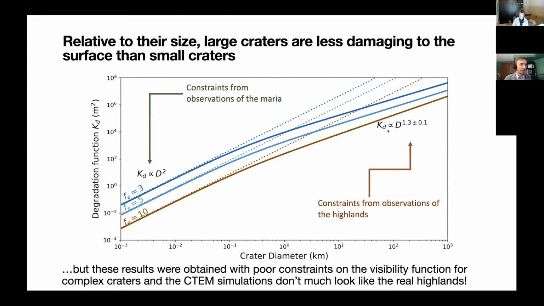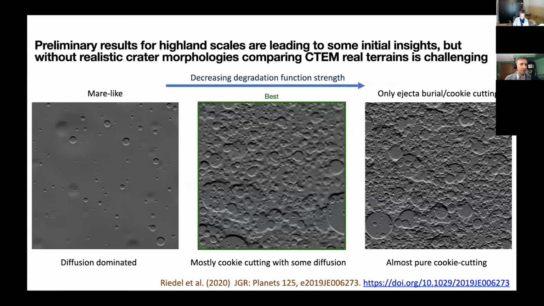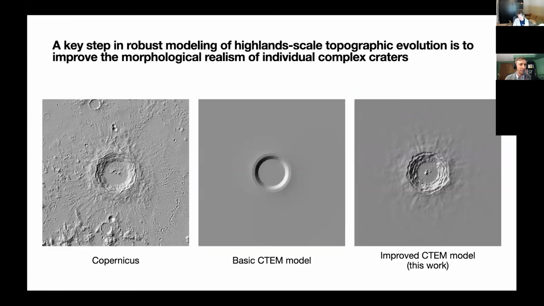Big craters are, for their size, less degraded than small craters. We published this; I had a visiting grad student, Christian Riedel from the Freie Universität Berlin, and we have a paper that just came out showing this. But again, the morphology here, the character of the terrain, doesn't really look right. We can get close, but there's a lot missing from this.